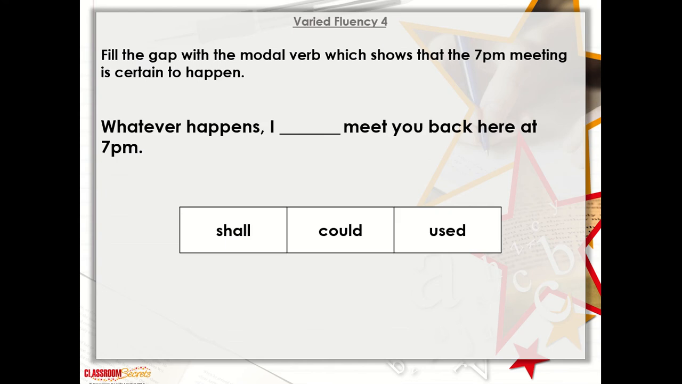Fill the gap with a modal verb which shows that the 7 p.m. meeting is certain to happen. Whatever happens, I something meet you back here at 7 p.m. Now, probably some of you are thinking, well, the word will would fit in there. Whatever happens, I will meet you back here at 7 p.m. But of course, we have other words which mean the same thing. So if it's definite, whatever happens, I will meet you there. What's another word that means will? Okay, well, in this one, it is shall. I shall meet you back there. Means the same as will. So as will is a modal verb, so is shall.